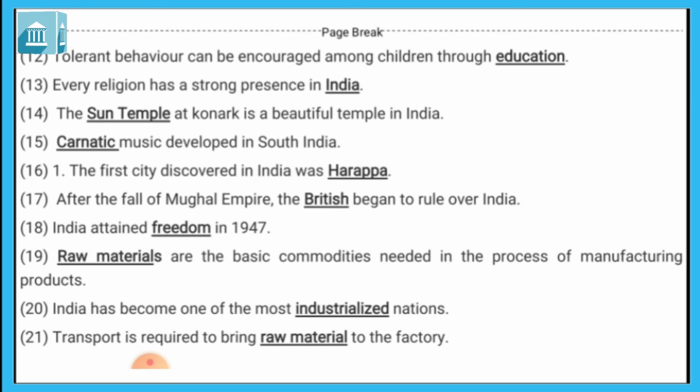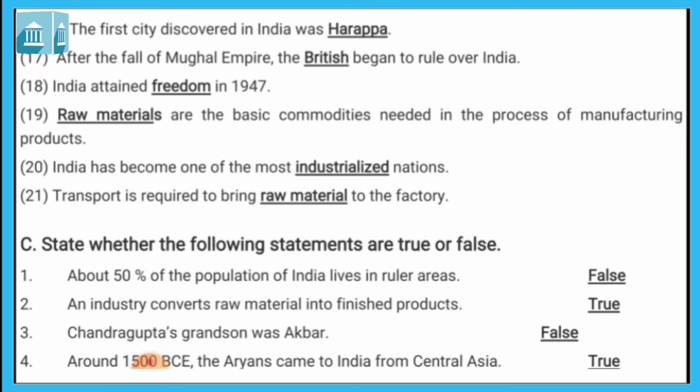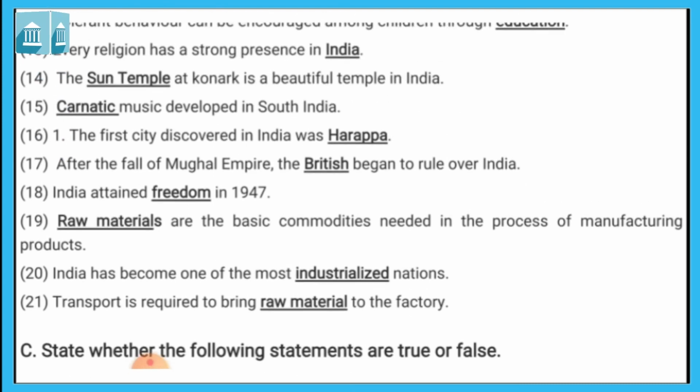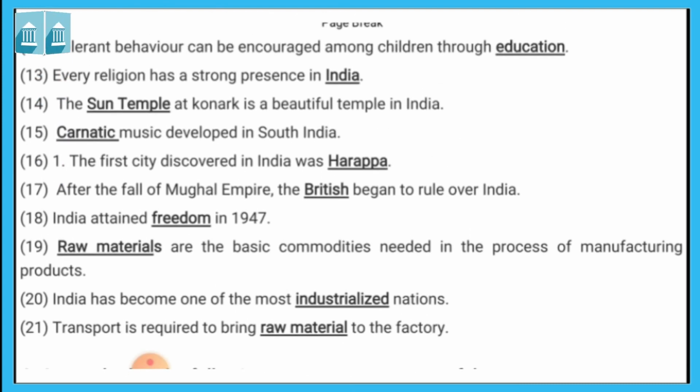19. Raw materials are the basic commodities needed in the process of manufacturing. To make any product, we need raw materials. Raw materials means unprocessed material. Commodities means goods. So we need raw materials in the process of manufacturing products.